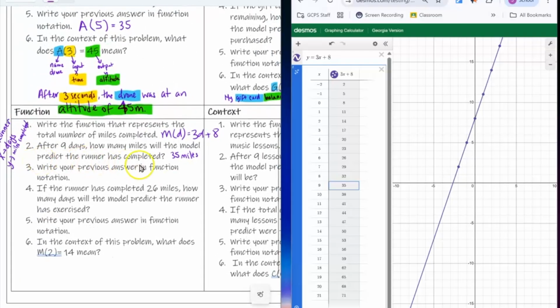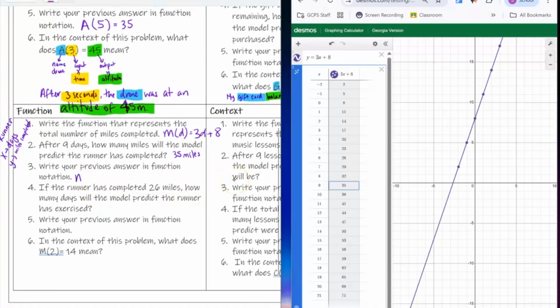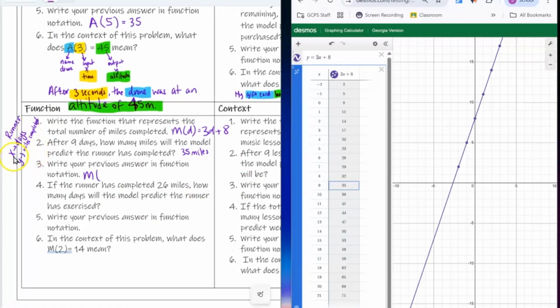All right, write your previous answer in function notation. So they want 9 days, 35 miles in function notation. So M of D, and what's my D? And again, if you forget, you just go and look at what you wrote. So D is my X, right? So it's my days. So I'm going to go here and say, oh, it's 9 days. So M of 9 is equal to 35 miles. Okay, so my input is 9 days, and then what I get out of it is 35 miles.